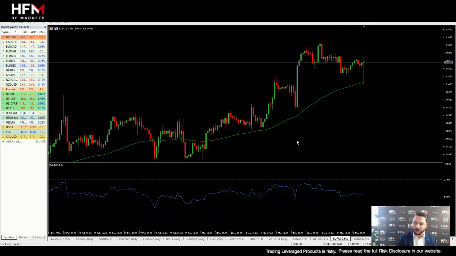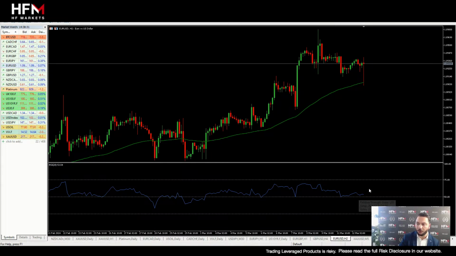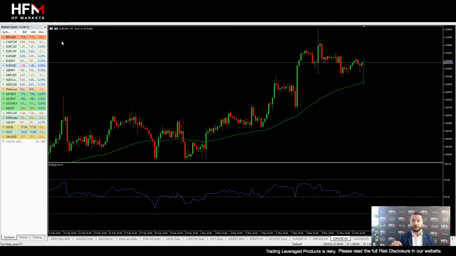Now, when we're looking at these two indicators, there are two areas that we need to note. If we're looking at the RSI in this area, we have four sections: above 75, between 50 and 75, between 25 and 50, and below 25. If the price is hovering between 50 and 75, it's indicating buyers are controlling the market. Now, of course, when we're looking at a currency pair, we've got two currencies.